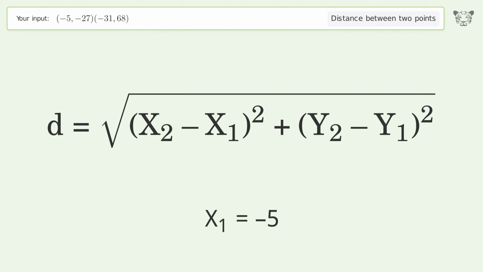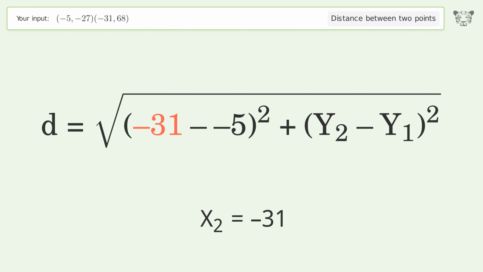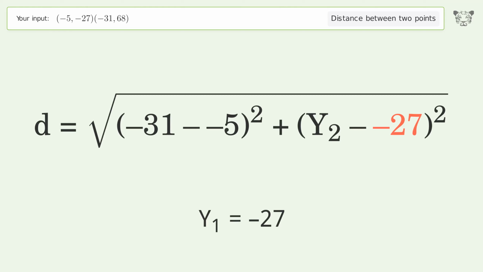x1 equals -5. x2 equals -31. y1 equals -27. y2 equals 68.